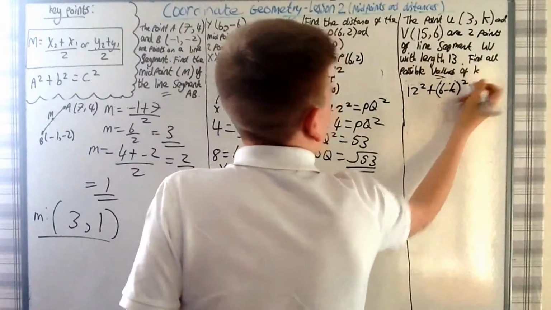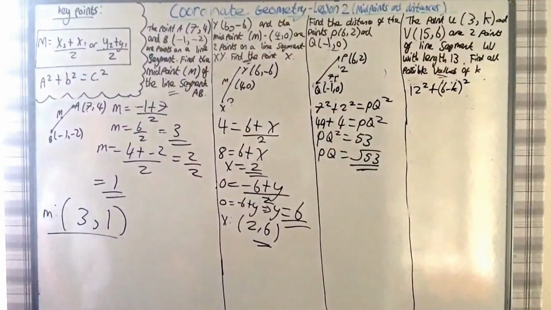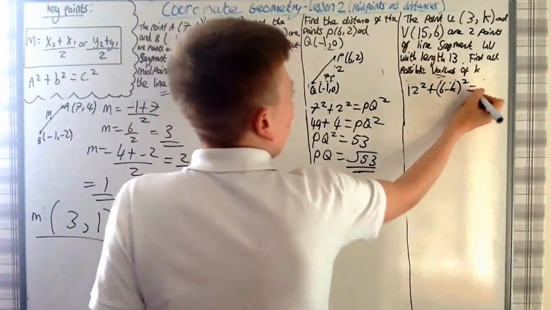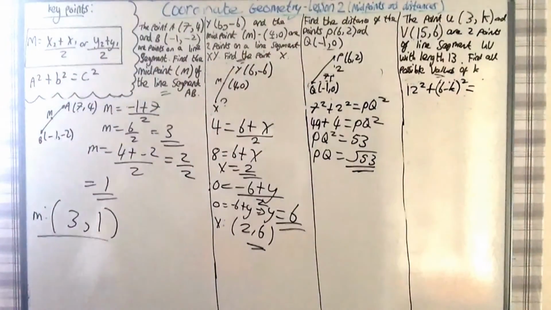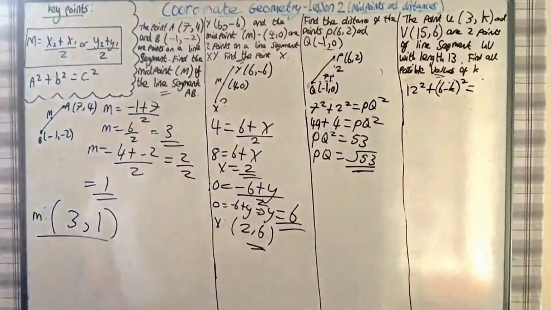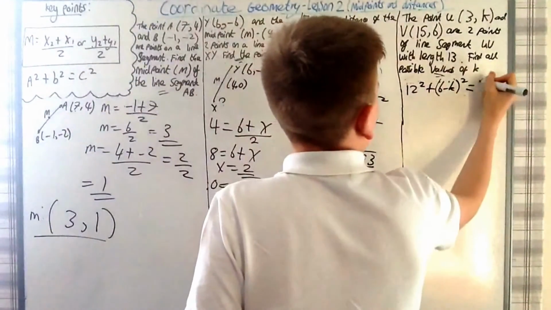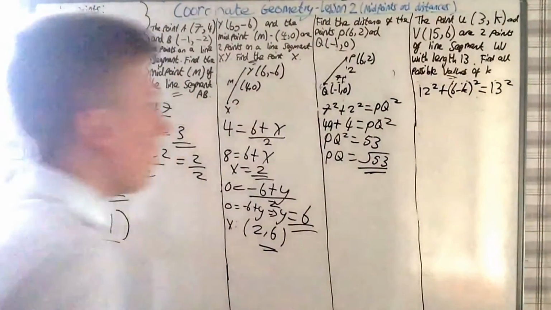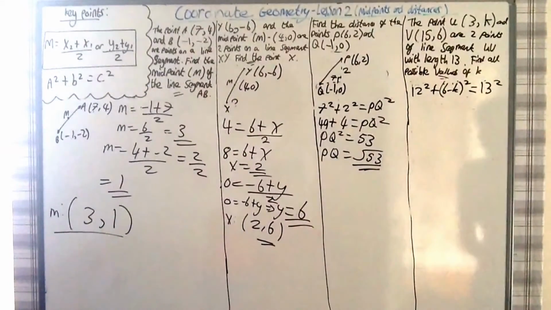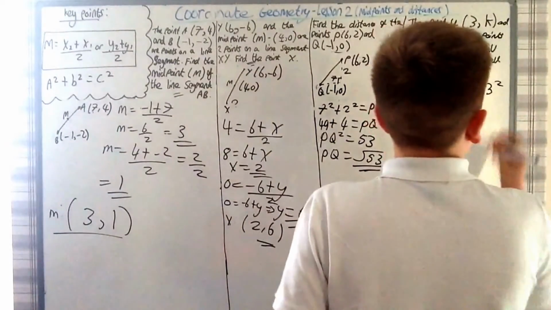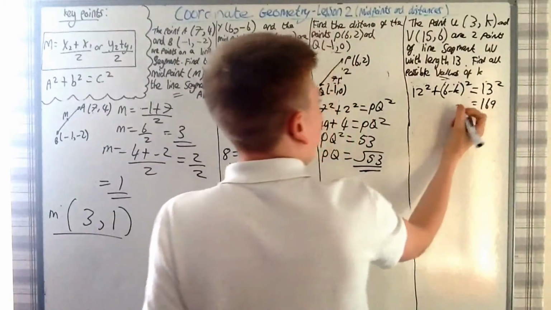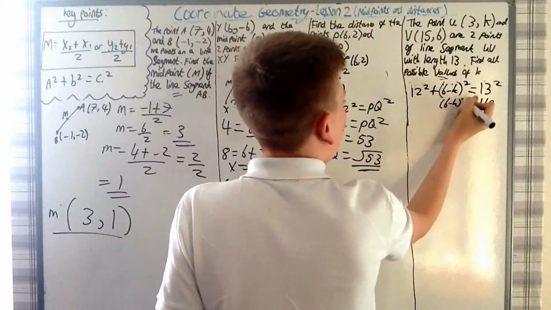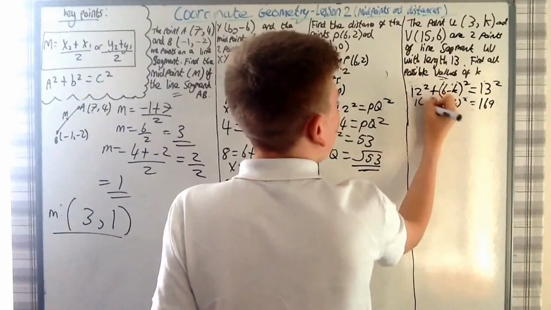So our b squared is (6 minus k) squared, and this is equal to our c squared, which is the length of the line. In this case, we're told that that's going to be 13. So this is equal to 13 squared. Right. So at this point, it would be best, in my opinion, to simplify what we have. So 13 squared is 169. (6 minus k) squared plus 12 squared, which is 144.